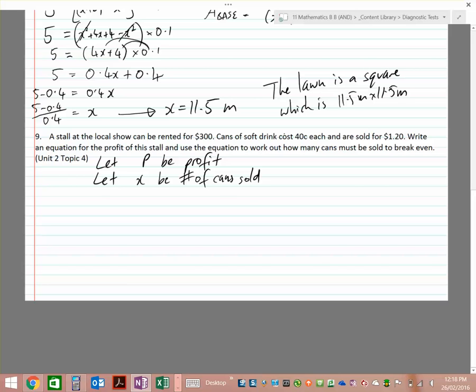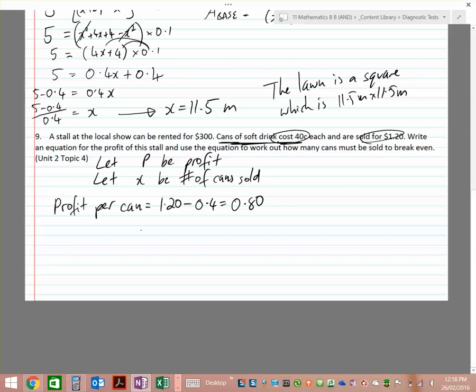So the trick here is we look at these cans. It costs 40 cents each. Each one's sold for $1.20. So I can calculate the profit per can will be $1.20 minus 0.4. So I'm making 80 cents per can profit. That's the idea.